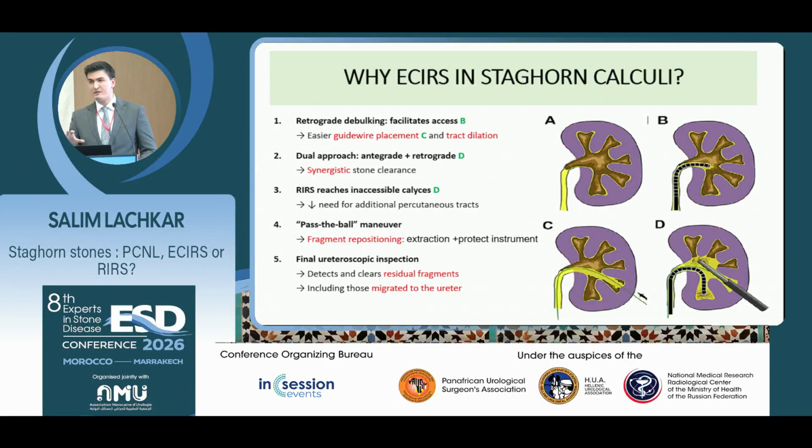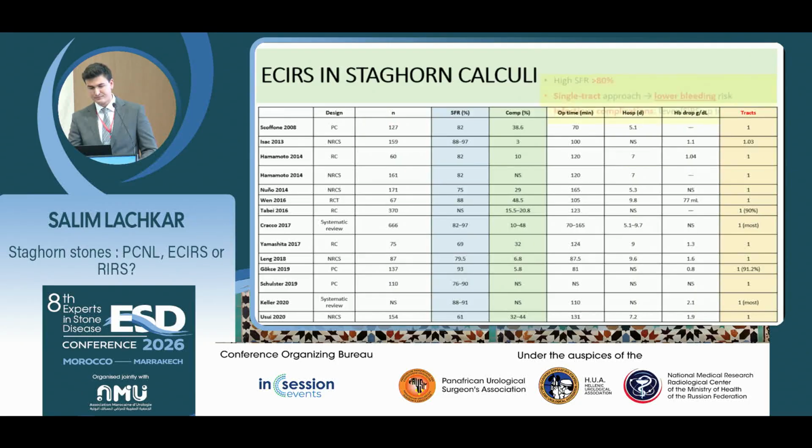If we use it specifically for staghorn calculi, it will have many advantages. We will have a retrograde debulking that will ease the placement of the guide wire and also the tract dilatation. We will have a synergic work, and we can also use techniques like the pass-the-ball maneuver, which is simply a fragment repositioning. Finally, the ureteroscopic inspection at the end will clear and treat all the residual fragments.